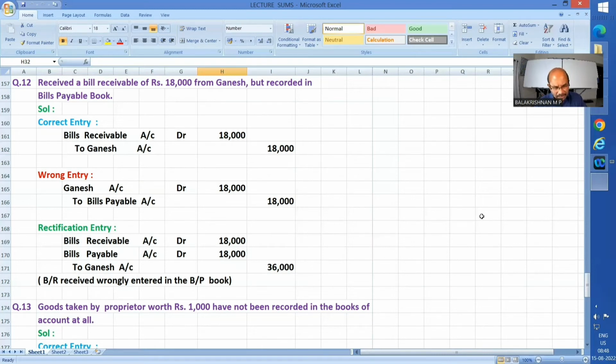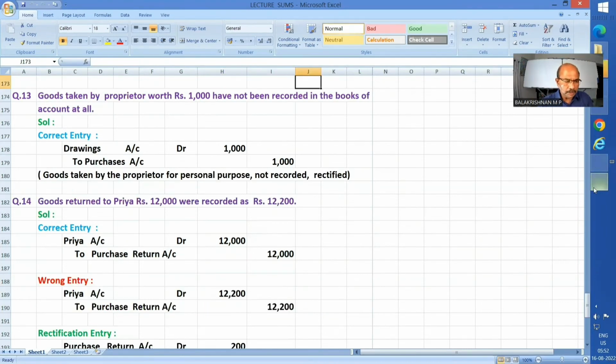Ganesh has been unnecessarily debited 18,000. To nullify that mistake itself, 18,000 is okay. And he needs a proper credit 18,000. So 18 plus 18, 36,000. And the final rectification entry will be like this. Bills receivable account debtor 18,000. Bills payable account debtor 18,000. To Ganesh account 36,000. The narration will be: bill receivable received wrongly credited in the bills payable book rectified.